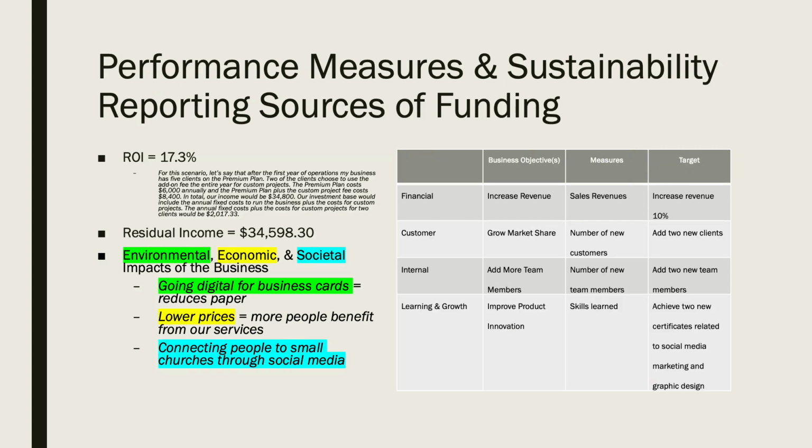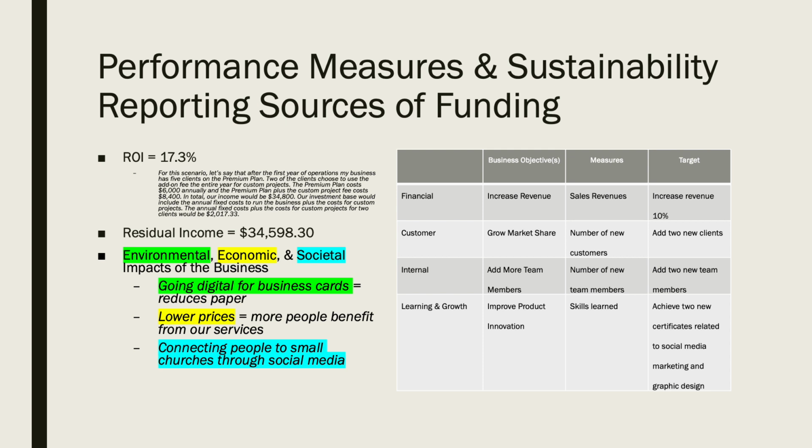So for performance measures and sustainability reporting and sources of funding, we have our ROI at 17.3%, and in the small text here, our scenario for how we got that number. Residual income is also listed, and then for the environmental, economic, and societal impacts for the business. Our environmental impact would be going digital for business cards. This reduces paper. Economic would be lowering prices.